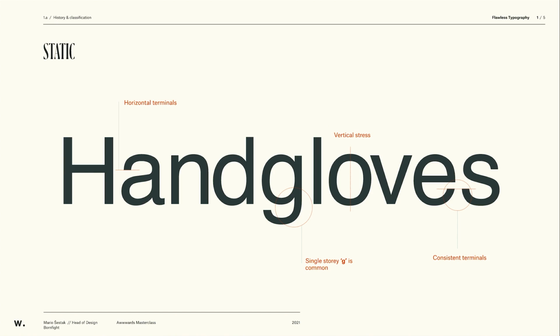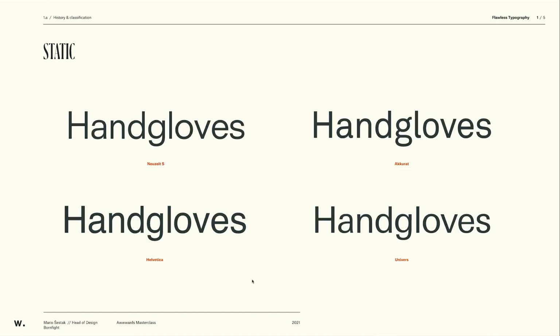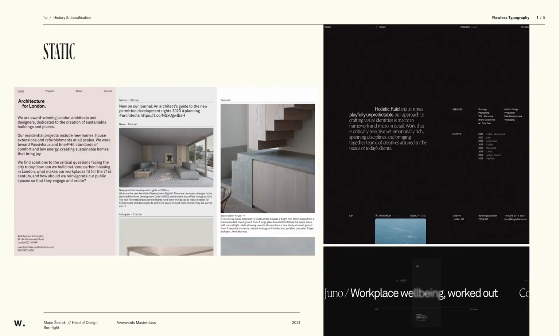Almost geometrical appearance, with very little contrast and consistent terminals. Here you can see consistent terminals, again vertical stress, single-story G, which is quite common for these typefaces, and the horizontal terminals ending here and here. These fonts completely abandon the traditional characteristics to make them simpler and more minimalistic. Here are some examples of static sans serif typefaces in use.